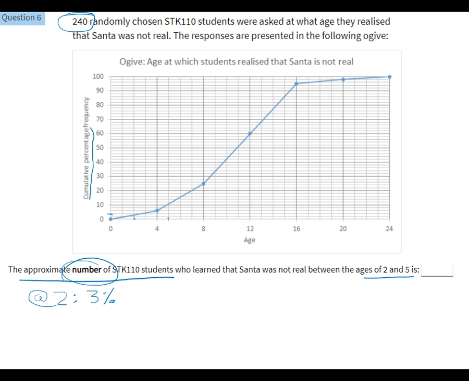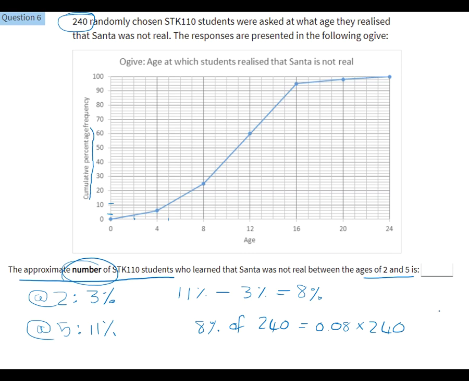Now we can do the same thing at the age of 5. We would read this off, and if we go across here, we find that that is equal to roughly 11%. So at the age of 5, we will find that it is 11%. So that means between these two ages, we're going to take the 11%, subtract from that the 3%, and that gives us 8%. And if we want to know then what the number is, we just need to take 8% of 240, which is the same as saying 0.08 times 240, and that gives us an answer of 19.2. But of course, you cannot have 19.2 people, so we're just going to round off to 19.